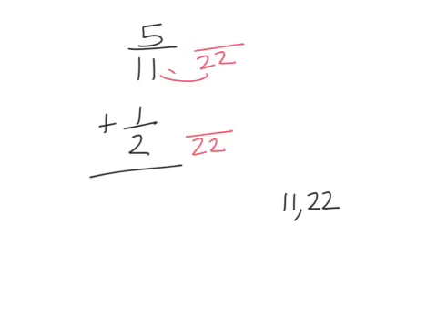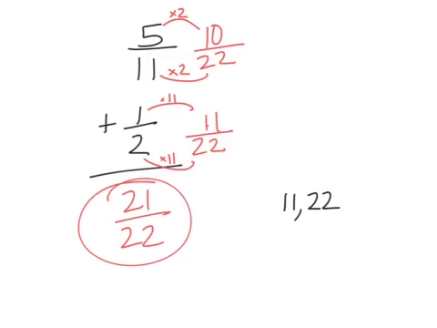So my 11 I multiplied by 2, so I need to multiply my 5 by 2. My 2 I had to multiply by 11, so I need to multiply my 1 by 11. Now I'm adding, and I get 21/22.